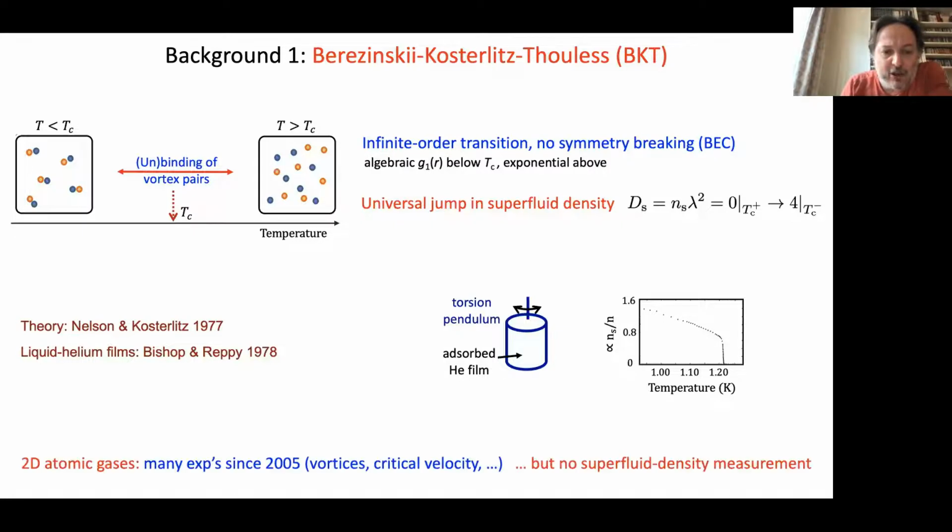Now, as some of you will know, with cold atoms we've been studying BKT physics for about 16 years now. There have been many complementary experiments, things you couldn't do in liquid helium: directly observing vortices, studying coherence properties, measuring critical velocity, and so forth. But actually, no measurement of superfluid density. So the first thing that was done in helium, we couldn't do until now. That's the first background slide.